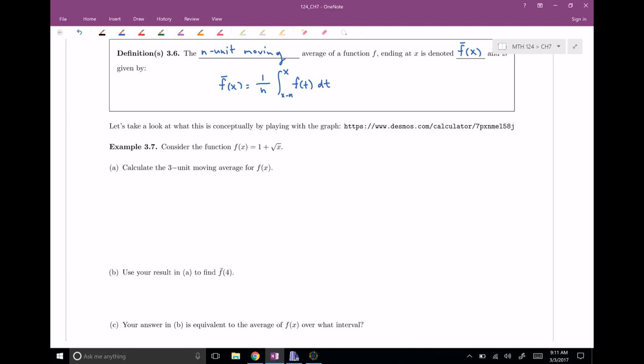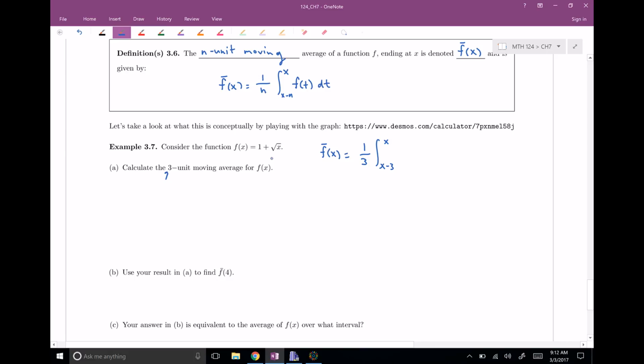All right, so I have this function 1 plus root x. I would like to calculate the 3-unit moving average for this function f of x. So my n value is going to be 3. Let's go ahead and write down the definition here. I think I'm going to need a decent amount of room, so I'm going to start over here. F bar of x is going to be equal to 1 over 3, and then this is going to be the integral from x minus 3 to x. And now I need f of t dt.